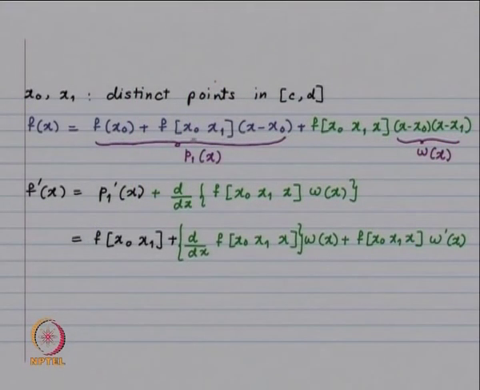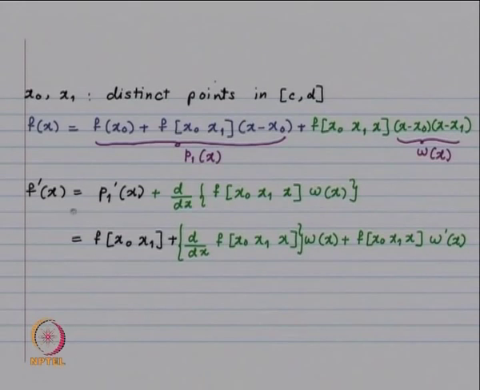x0 and x1 are distinct points in [c, d]. f(x) is equal to f(x0) plus the divided difference based on x0, x1 times (x minus x0), and then this is the error term: the divided difference based on x0, x1, x multiplied by w(x), where w(x) is (x minus x0)(x minus x1). Take the derivative of both sides.